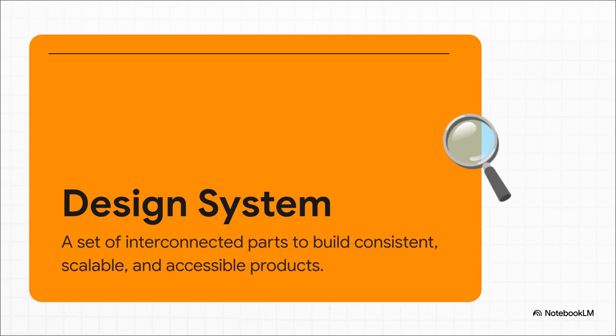Okay, so what is a design system really? Well, the easiest way to think about it is like an official rule book for a product. It's this whole set of standards and reusable parts that make sure everything a team builds is consistent, that it can grow, be scalable, and that it's accessible to everyone. It's the one single source of truth for the entire team, from the designers all the way to the developers.